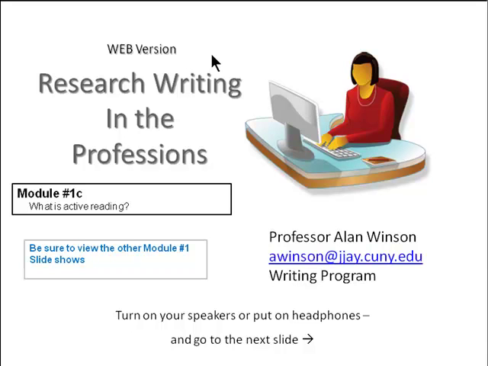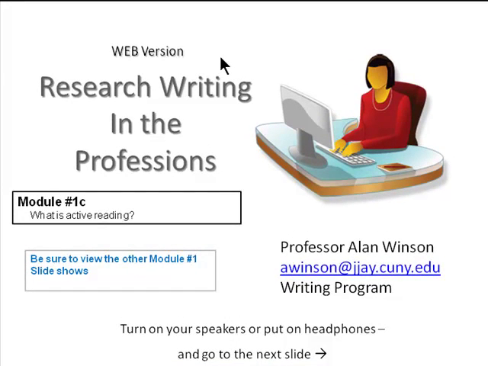This slideshow will discuss the important skill of active reading. If you're going to have an effective research paper, it's going to be based on secondary sources. And you need to be able to paraphrase and summarize those sources in ways that are accurate to what the author of those sources is trying to communicate. And that requires that you read actively.